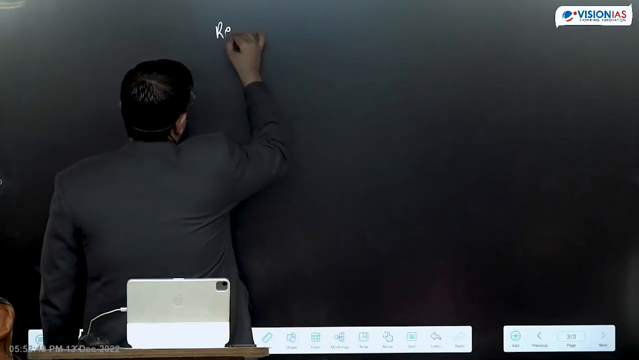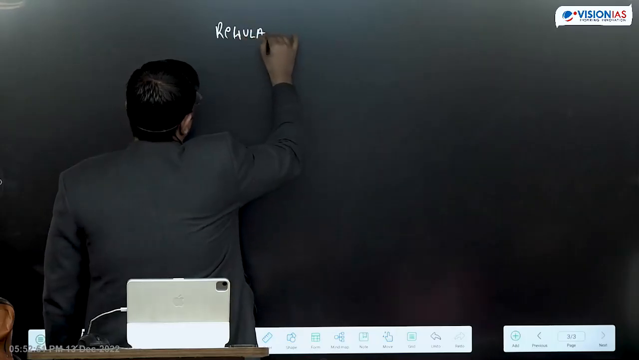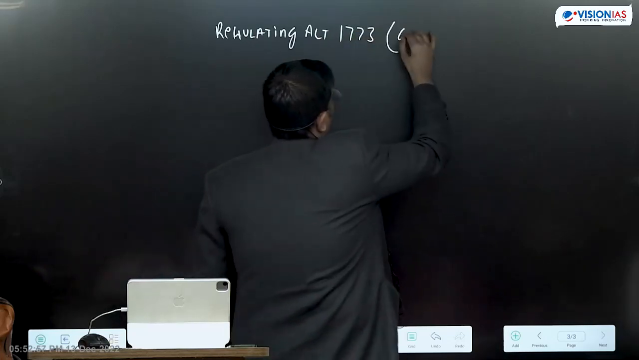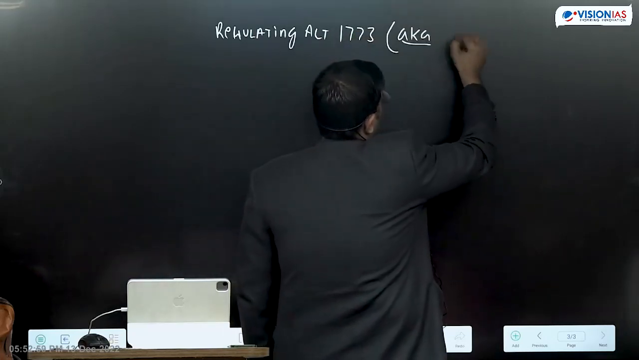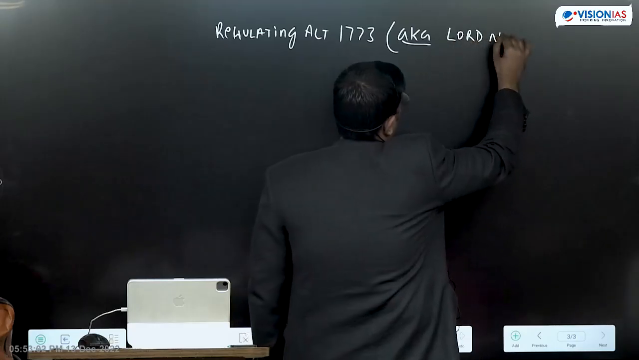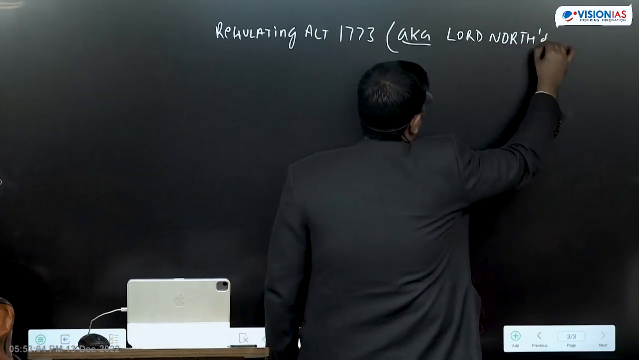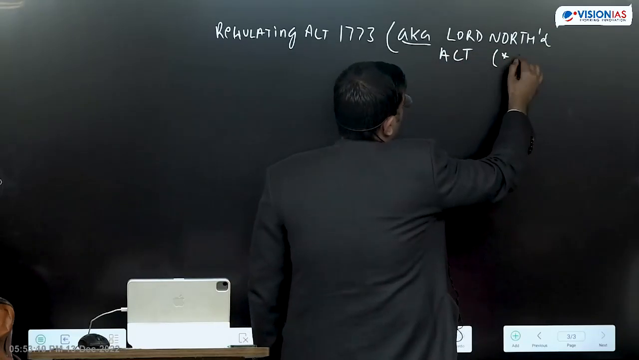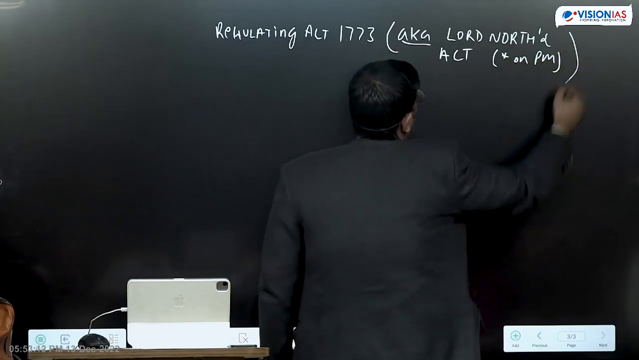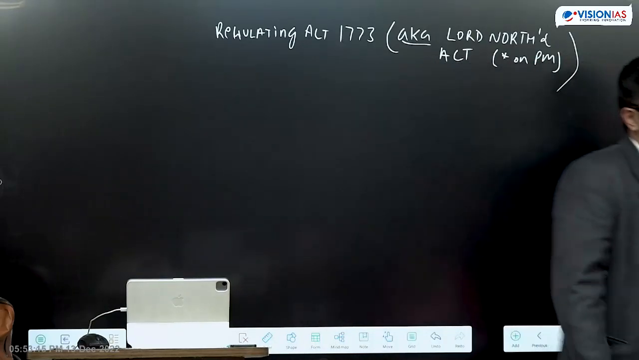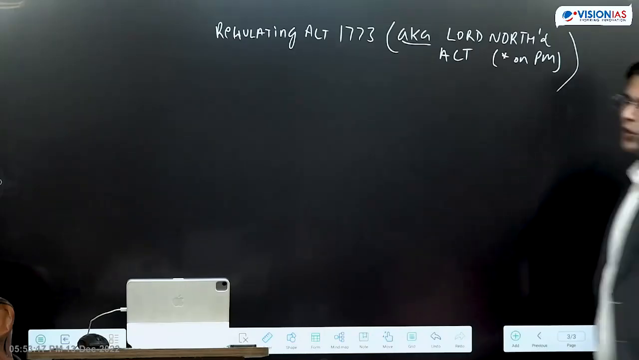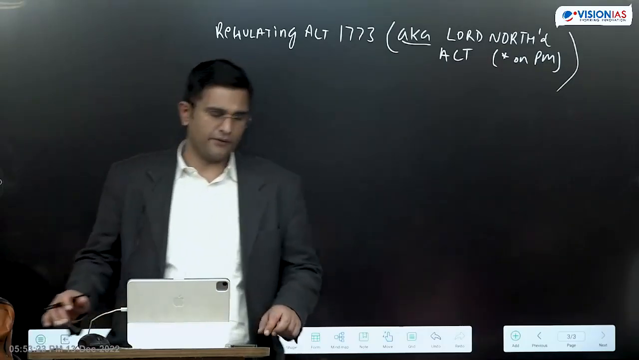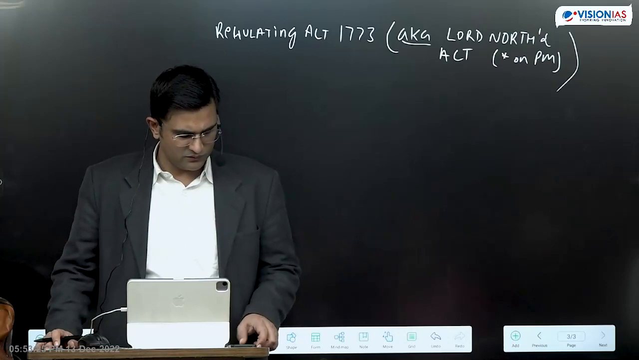Next heading, regulating act 1773, also known as Lord North's Act, right? So he was the Pradhan Mantri उस time पे. It is named after Prime Minister, Lord North is the name of the Pradhan Mantri, so that is why it is also called Lord North's Act. आप कह सकते हो सर नॉर्थ टू डायरेक्शन होता है, तो क्या करूं? ऐसे नाम होते हैं इनके.